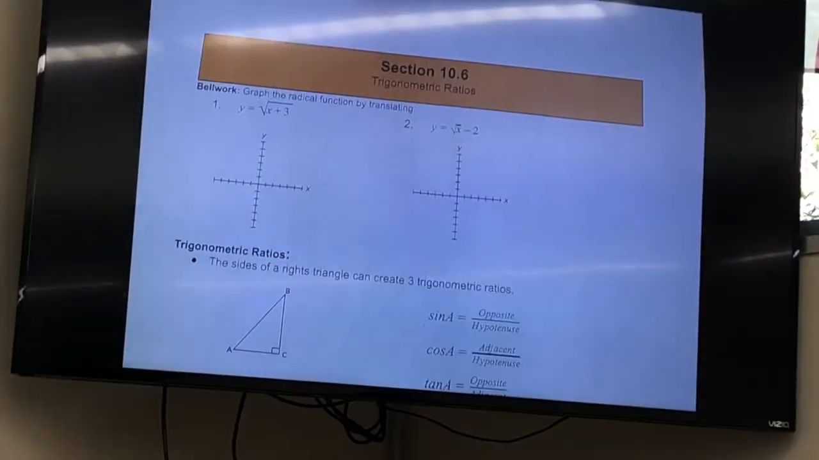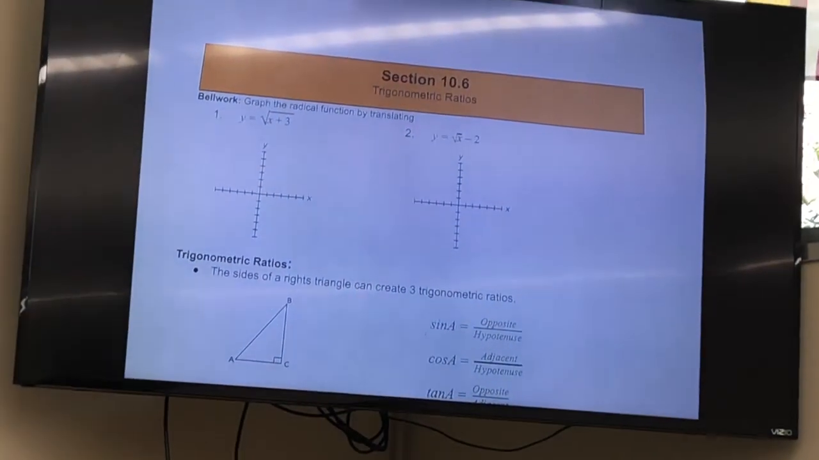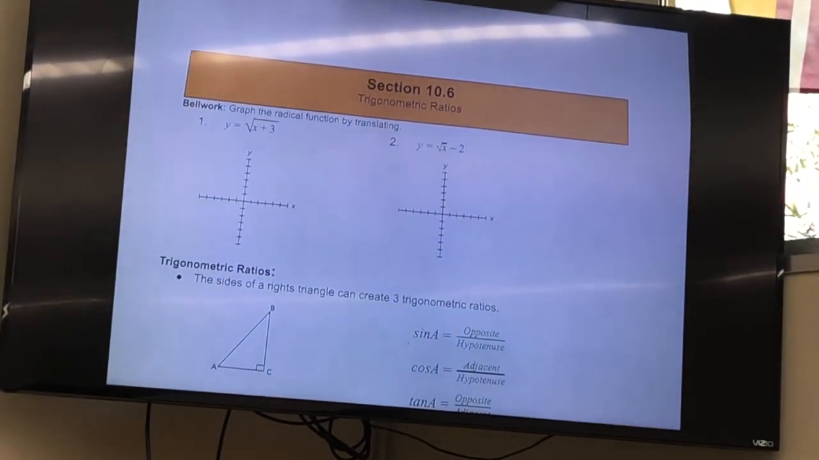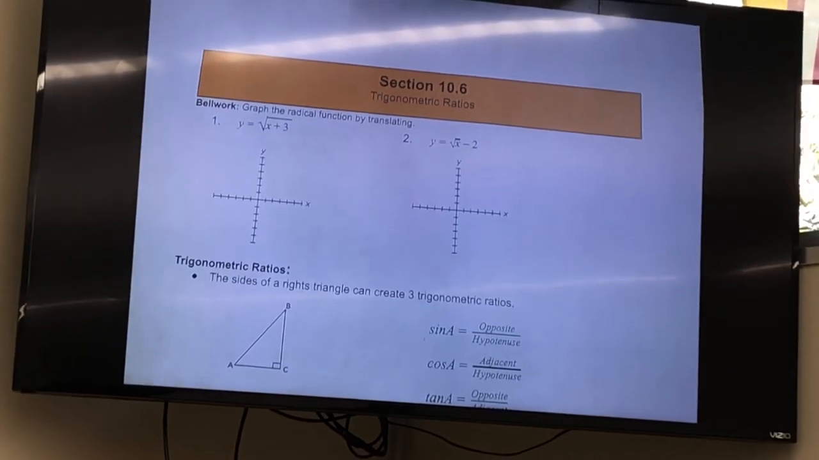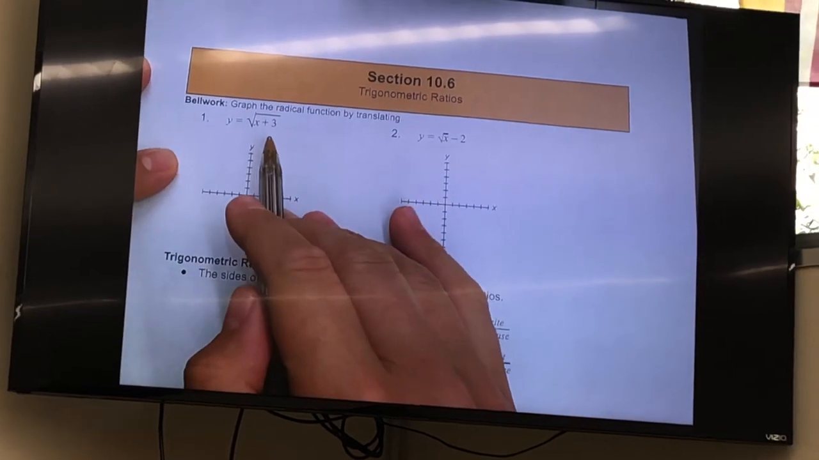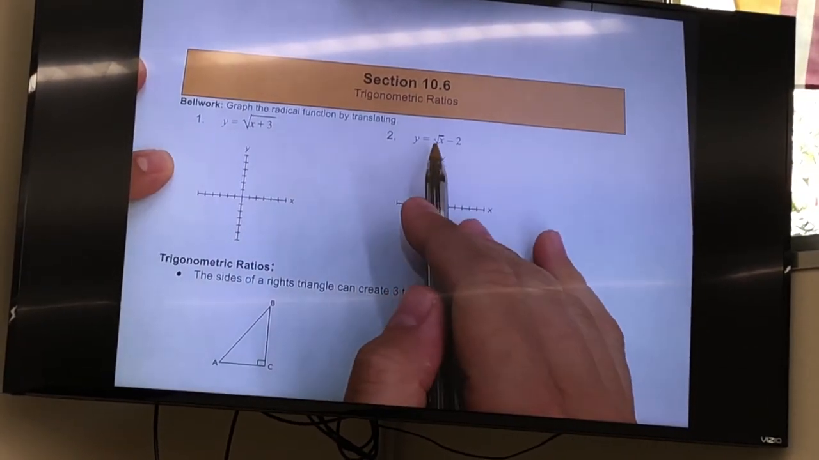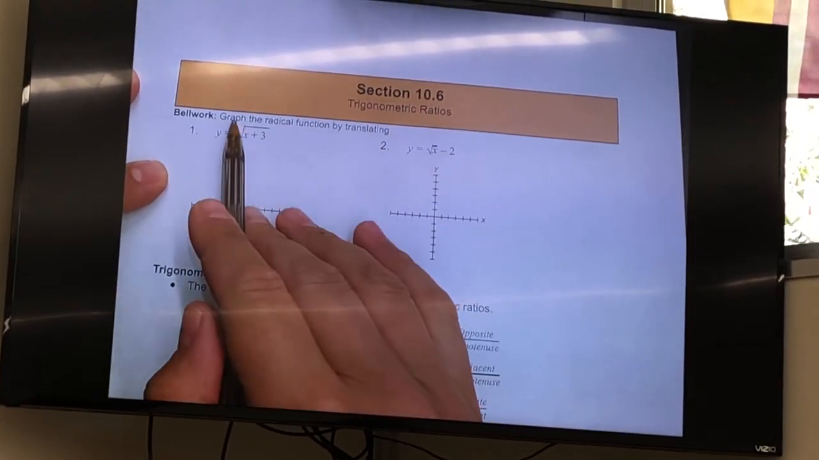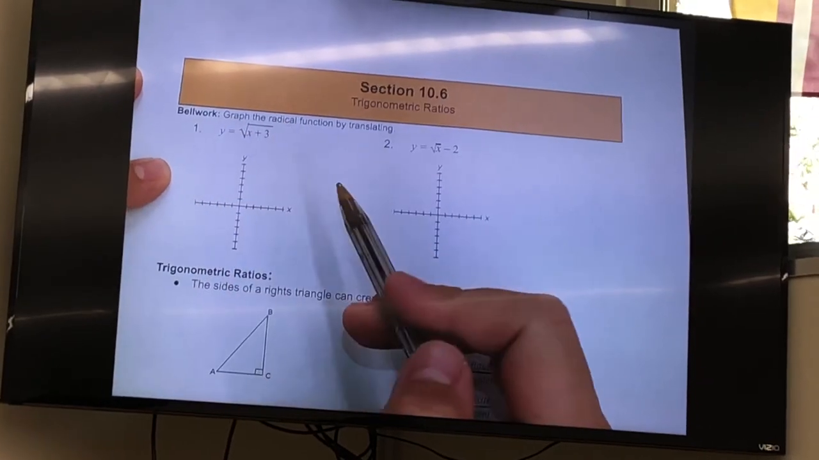Hey class, so today we are doing section 10.6, trig ratios. Our bell work today, we're looking at y equals the square root of x plus 3 and y equals the square root of x minus 2, and we're expected to graph the radical function.